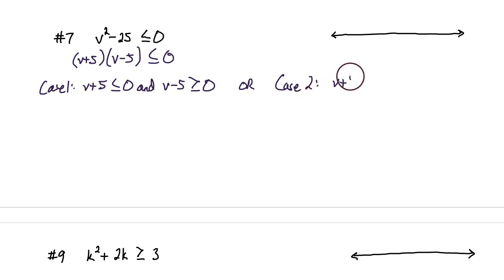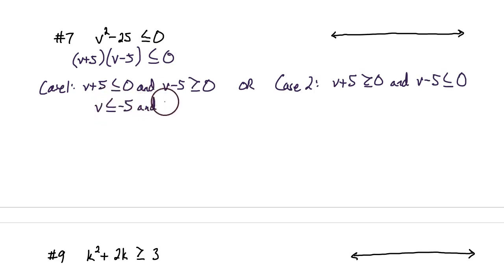Maybe the v plus 5 is greater than or equal to 0, and it's the other one that's less than or equal to 0. Now let's solve these. This makes v is less than or equal to -5, and v is greater than or equal to +5. Can you be less than -5 and at the same time be greater than +5? This is an empty set.